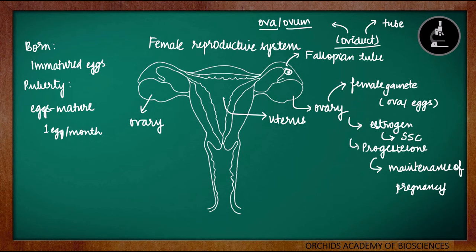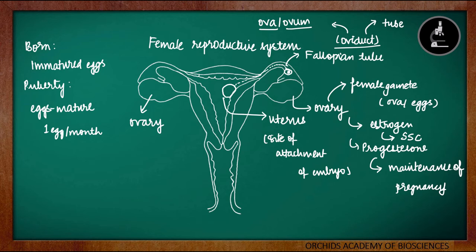This zygote, when it moves from the fallopian tube towards the uterus, will undergo many divisions and form a structure called as embryo. This embryo will then get attached to the inner lining of the uterus. So uterus is the site of attachment of embryo. Therefore, the site of attachment of embryo is the inner lining of the uterus.